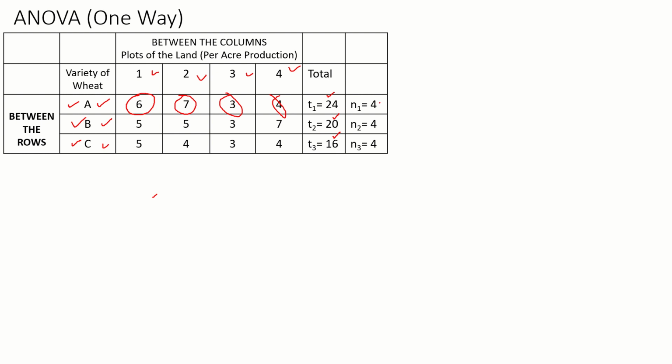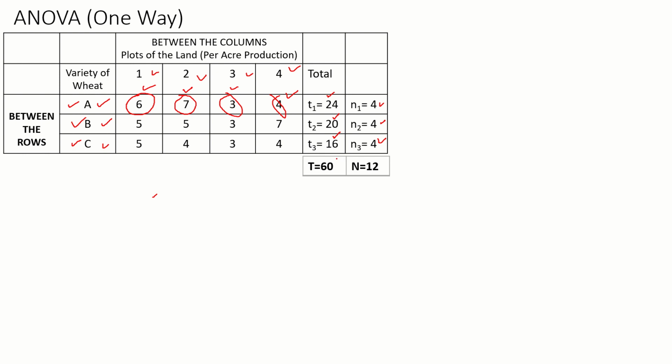So N1, what does N1 tell about? N1, these are all calculated. When we talk of T1 and N, T and N are calculated. N means values in the row. How many values are there? 1, 2, 3, 4. These are the four values. Therefore, here 4, here also 4, here also 4. We are getting 4, 4, 4.